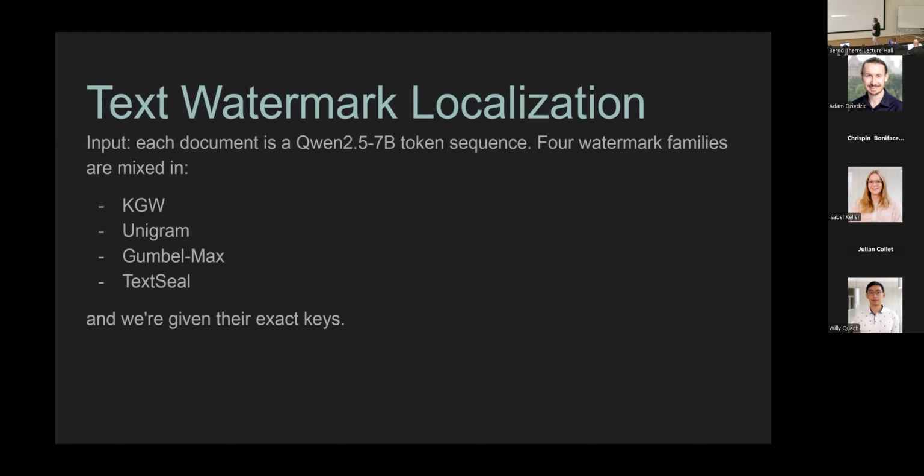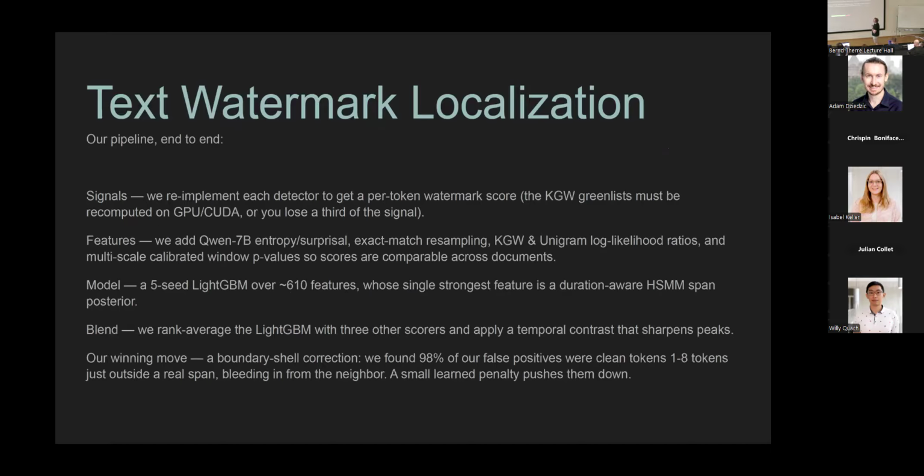And there were 4 families mixed. It was KGW, Unigram, Gumbel Max, and TechSeal. Yes, I'm coming to that. That's the interesting part, basically our pipeline, what we used.